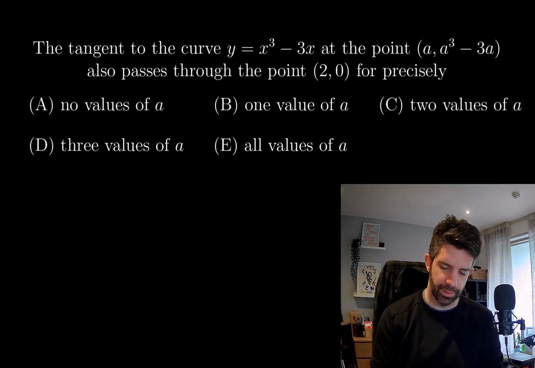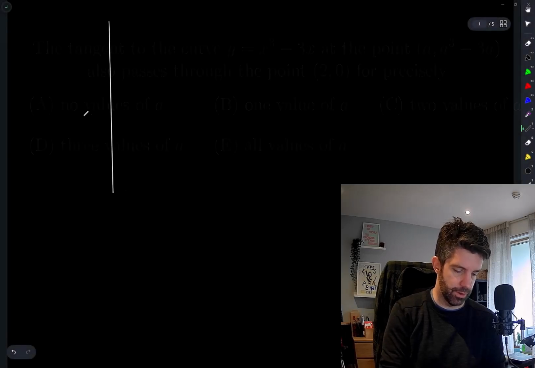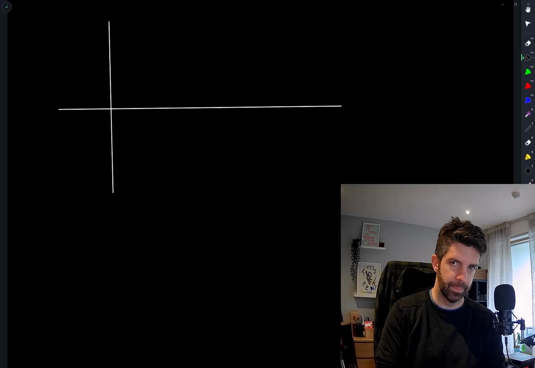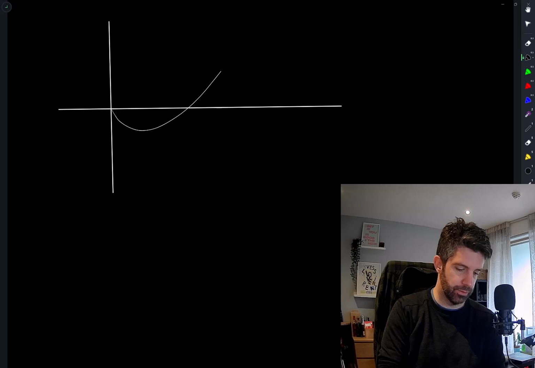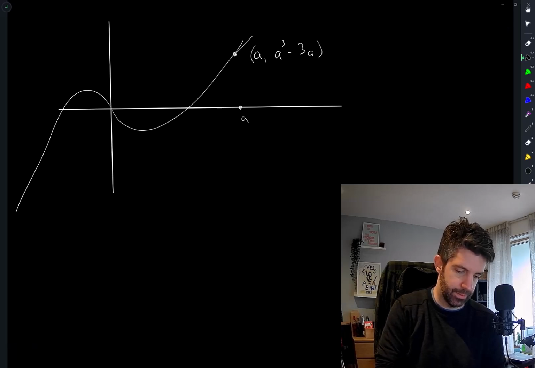Well, let me figure out exactly what we're going to do when we get there, but we're going to see if there are multiple values of a for allowing this to happen. I know I said I wasn't going to make this completely accurate, but the function will look something like this. I'm exaggerating a little bit. Choose an arbitrary value of a. So this is the point a, a cubed minus 3a. And we have a tangent line at this point.